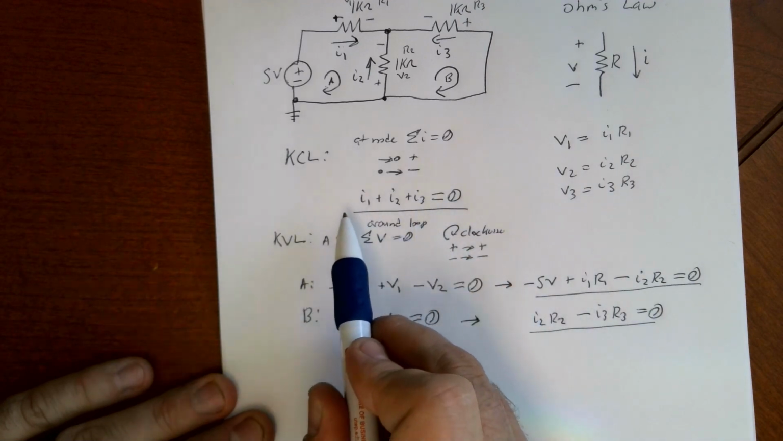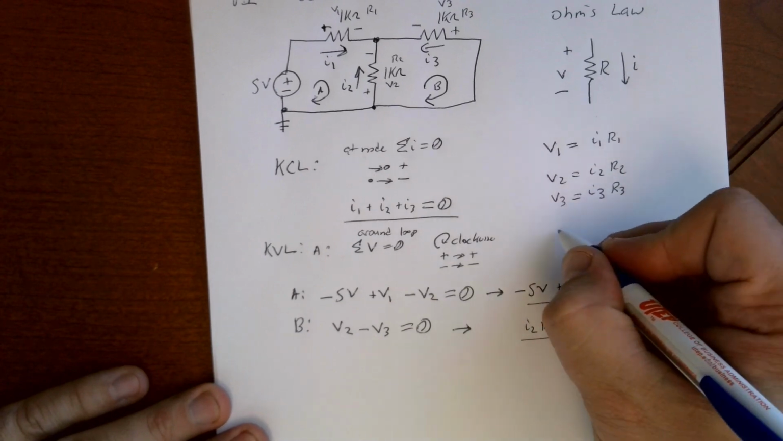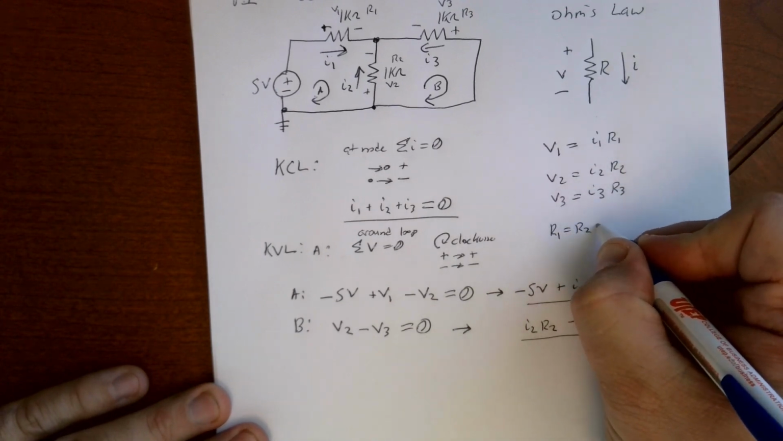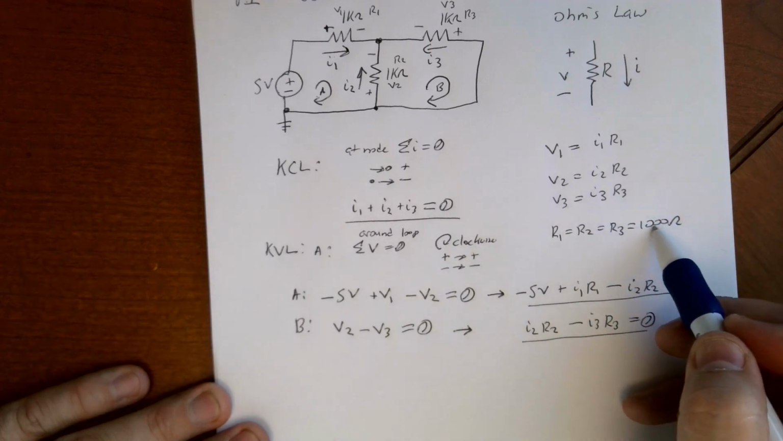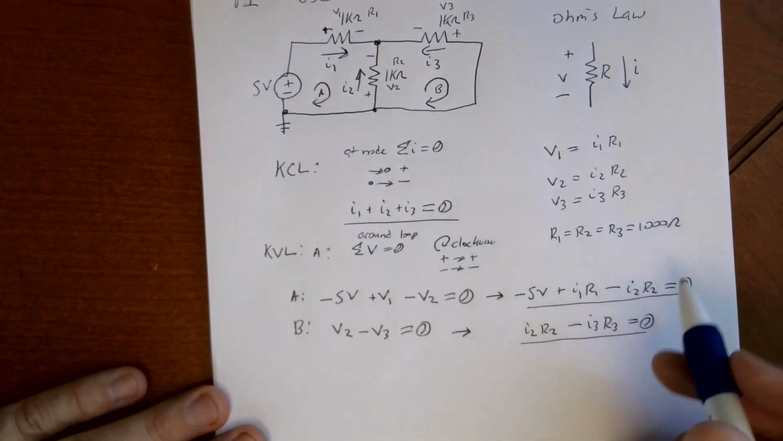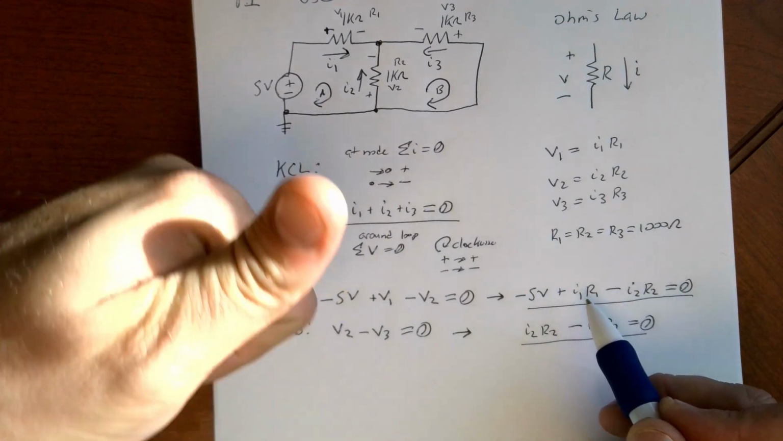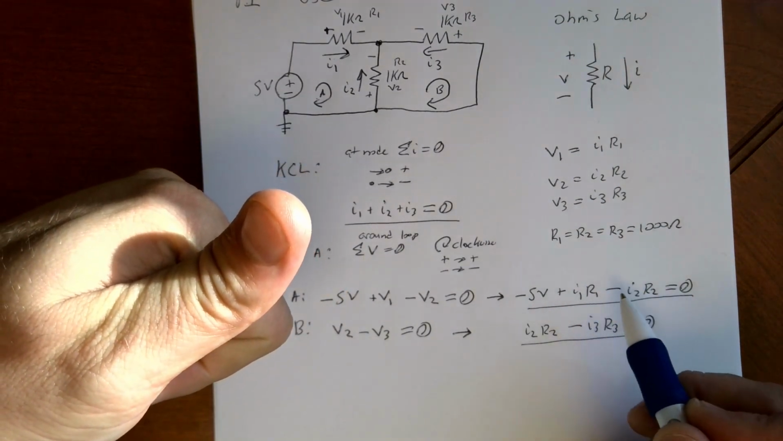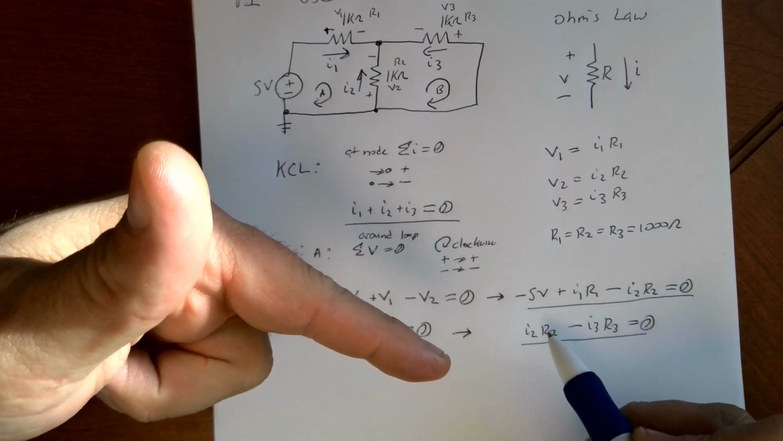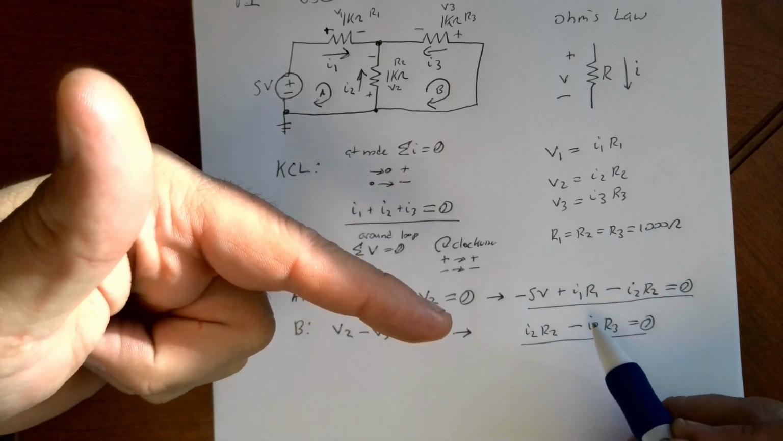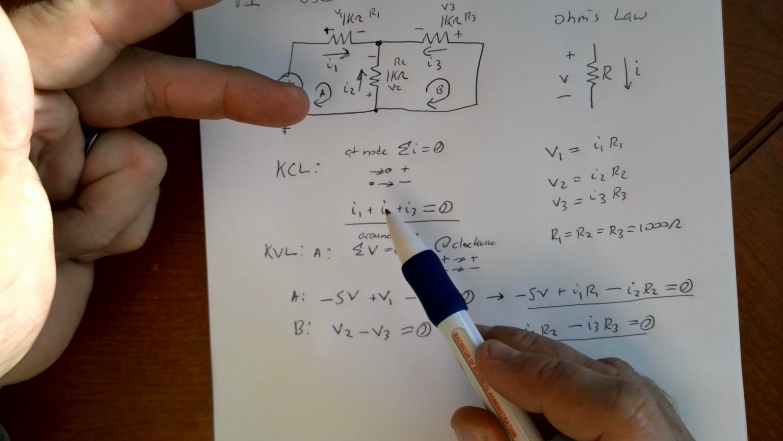Okay, so now we just have currents, right? And we also know that R1 is equal to R2 is equal to R3, which is equal to 1,000 ohms, just to keep that clear. So if we look at this equation, we have I1, so first unknown, R1 we know, I2 second unknown, R2 we know, I2, okay, we already got it, R2 again, we know it, I3 third unknown. And if we look up here, we have just I1, I2, and I3.